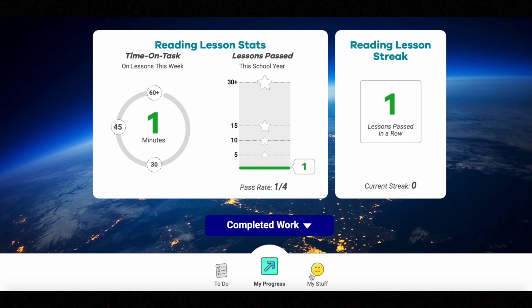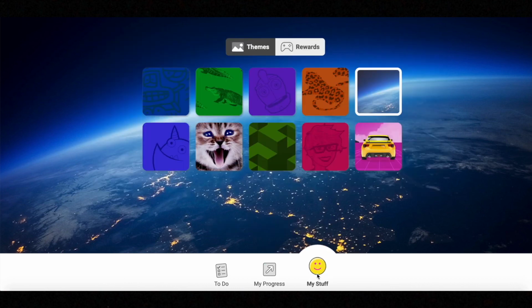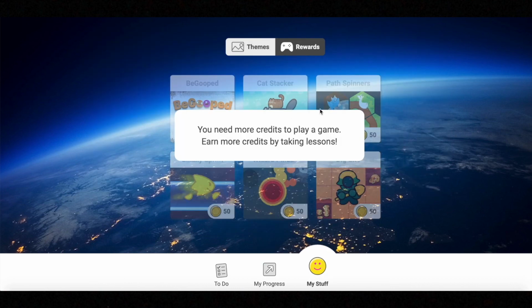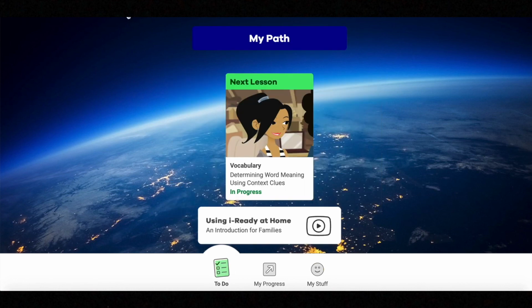Lastly, I can personalize my page. I can personalize my page with my stuff, with some themes, or if I do what I'm supposed to and my teacher likes what I did, my teacher could give me some rewards in order to play some games and stuff. In this case, we don't have those rewards yet. I'm going to go back to the home page.